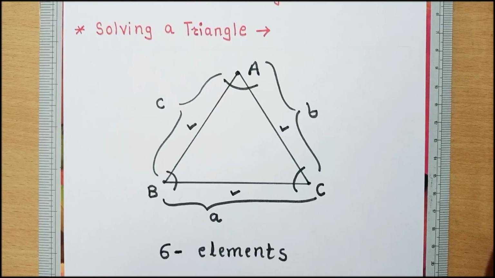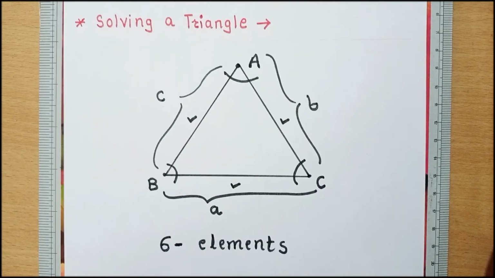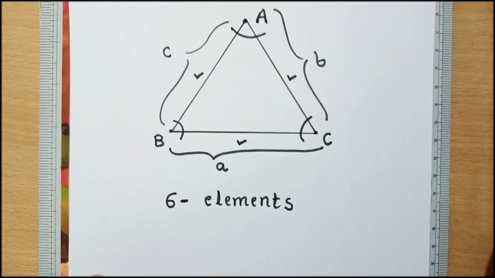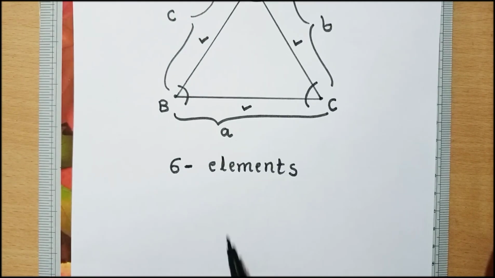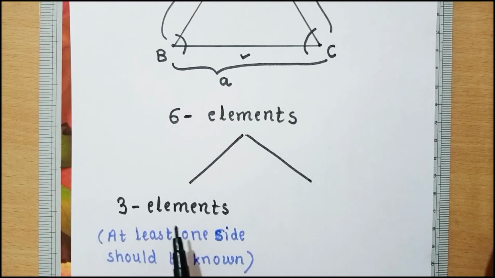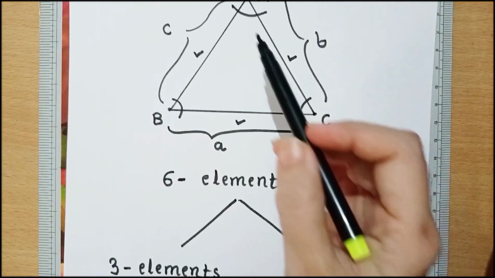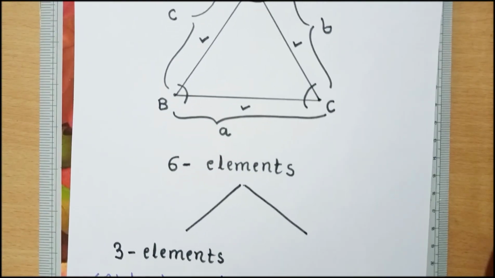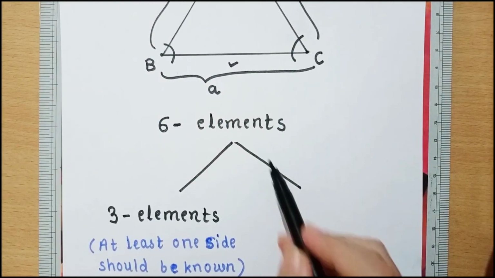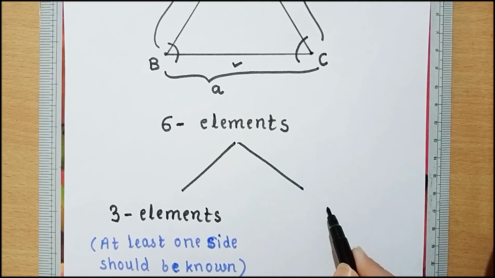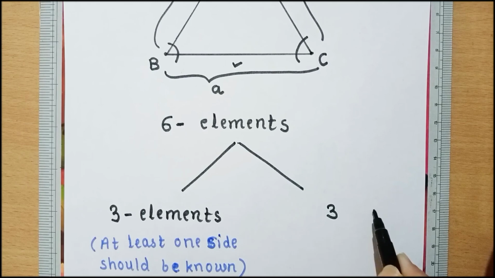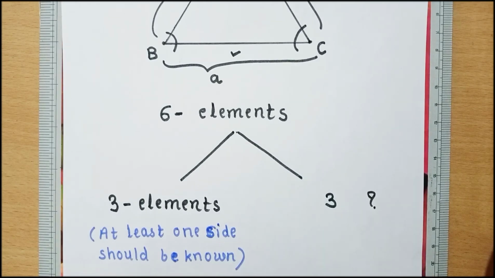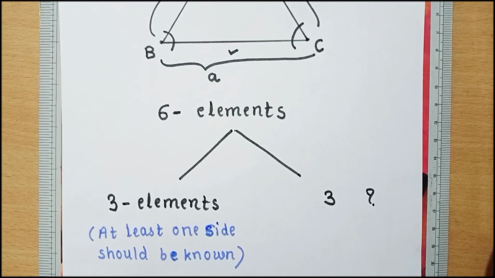So these are a total of 6 elements, and out of these 6 elements, if we know 3 elements, where at least one side should be known, because if we know only angles we cannot solve the triangle, then in this case we can find the other 3 elements. Solve a triangle means, given 3 elements, we can find out the other 3 elements.